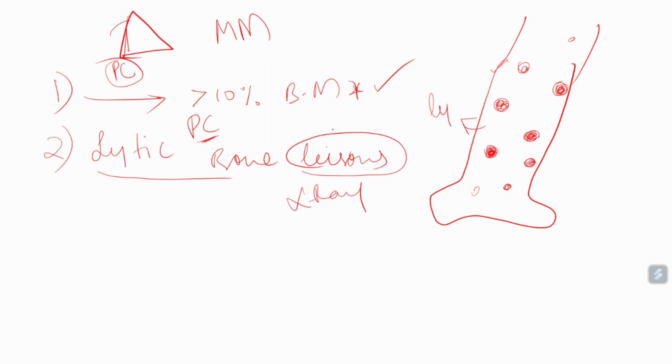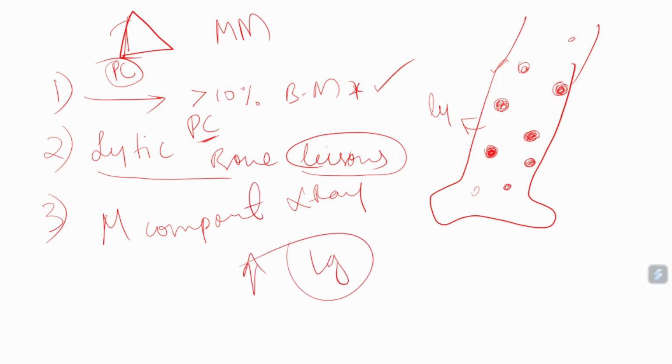That is the second triad in the diagnostic test of multiple myeloma. And the third very important triad is that it will have an M component. M component simply means excess amounts of immunoglobulins are seen in plasma.